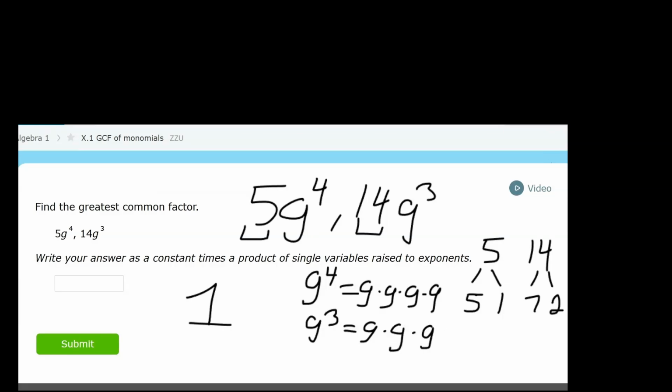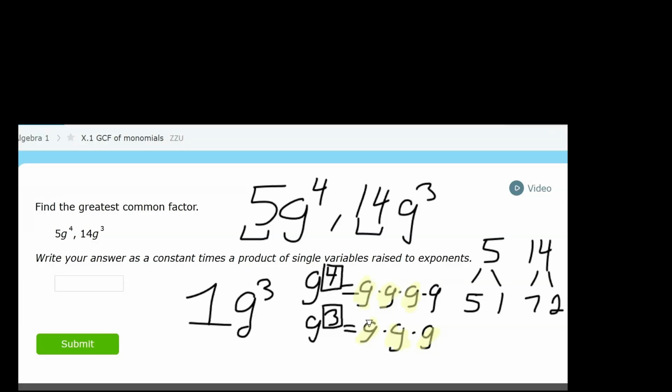And now let's take a look at the common factors here. We have 1g in common, 2g in common, and 3g in common. So between g to the 4th and g to the 3rd, they have a g to the 3rd in common. And if you've noticed, there's a pattern with finding the greatest common factor with these variables. The greatest common factor is always going to be, for variables, the smaller of the exponents. So in this case, we have g to the 3rd and g to the 4th.